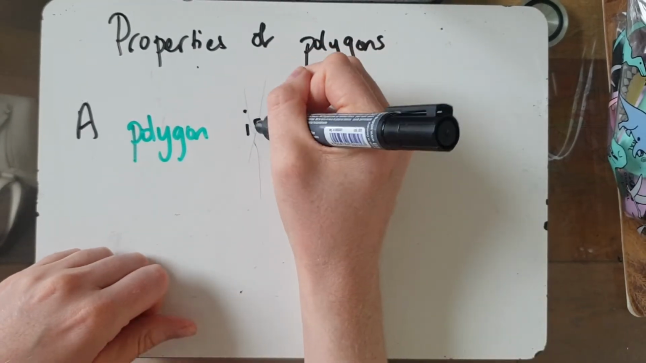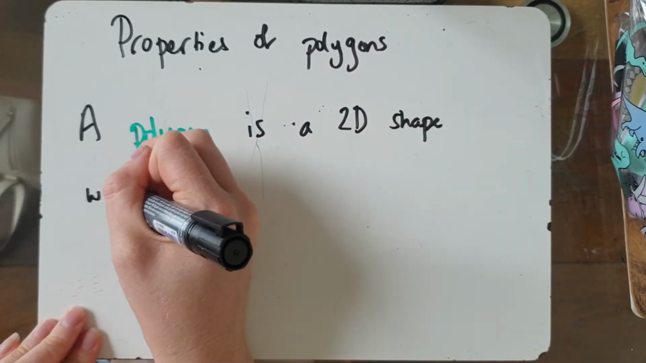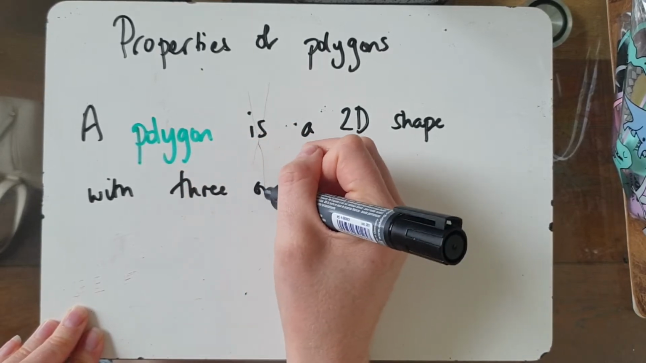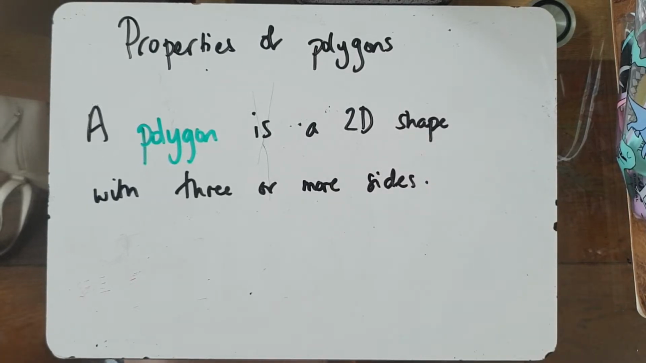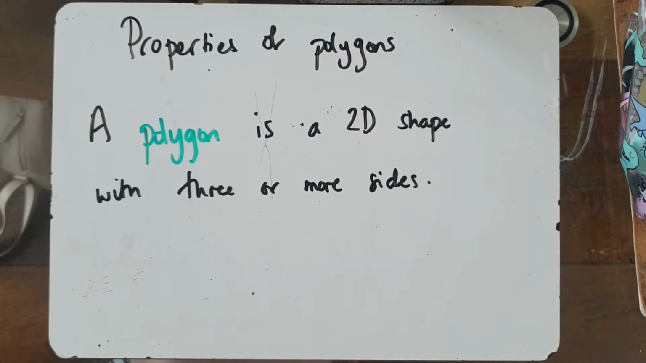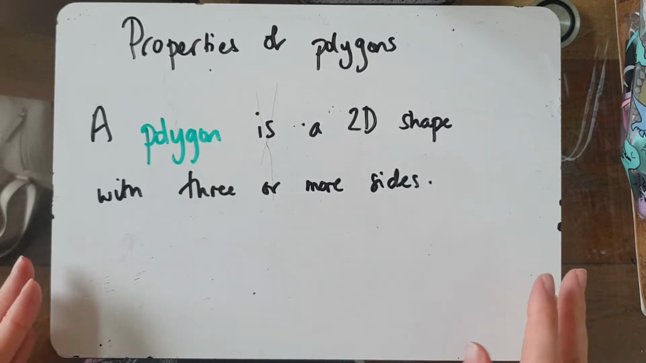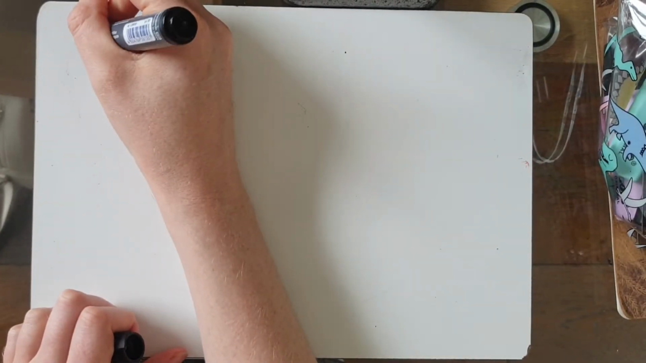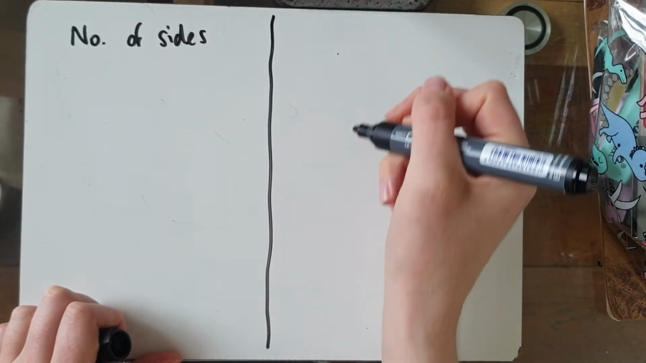is a 2D shape with 3 or more sides. So you already know about triangles, which have 3 sides, quadrilaterals, which have 4 sides, and then we can do up to 10 sides, and you should know the names for each of those. So got a number of sides, and name.